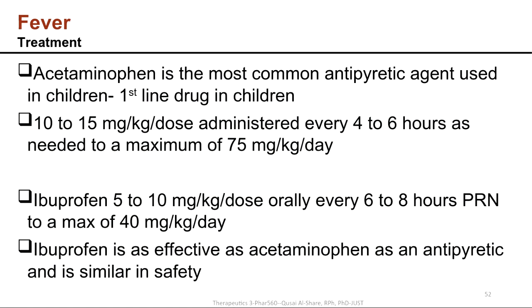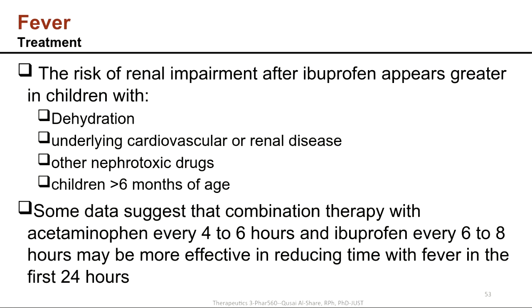The next antipyretic we normally use, pretty common, maybe number 2, is ibuprofen, liquid for children or suspension. Ibuprofen is normally in the range of 5 to 10 milligram per kg per dose. You give it orally every 6 to 8 hours, PRN, to a maximum of 40. Also, don't exceed that 40 milligram per kg. It is as effective as acetaminophen as an antipyretic and almost similar in safety. So they are comparable if you give acetaminophen or ibuprofen.